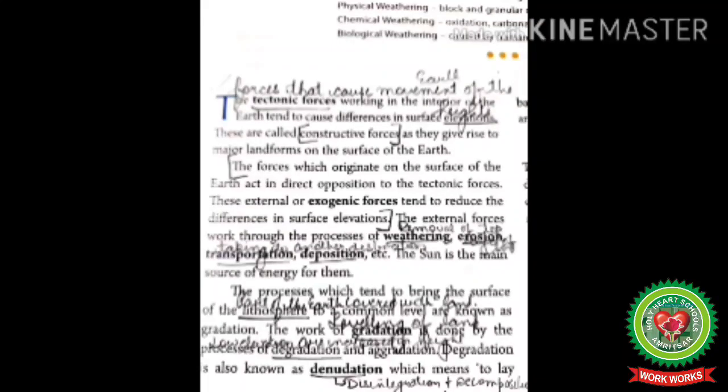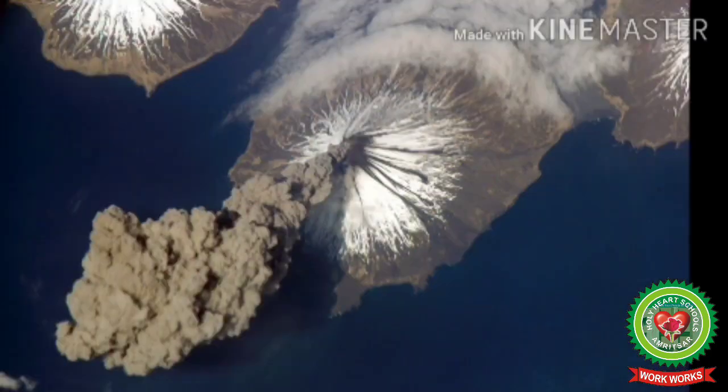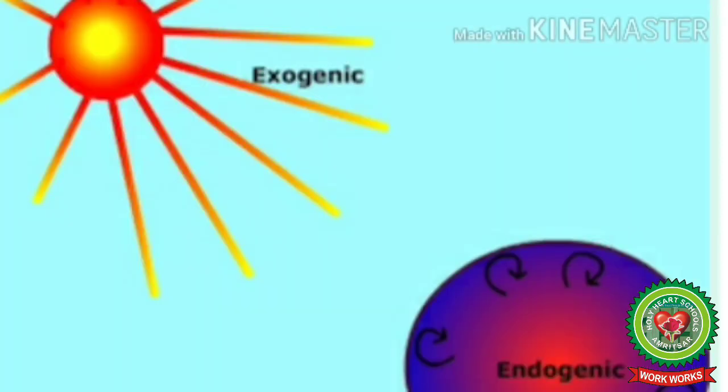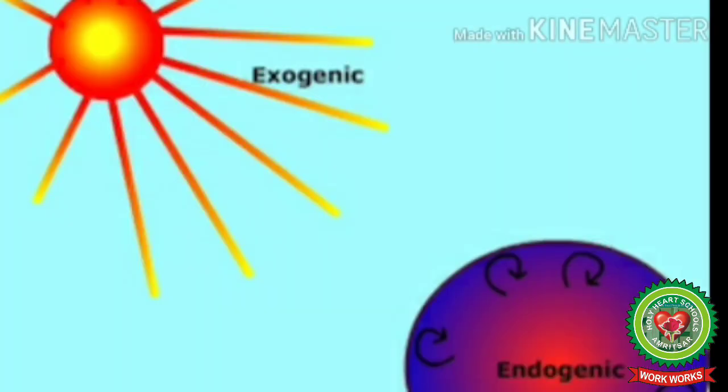But before we start with today's topic, let's have a brief of the topic. Earth's crust is dynamic and ever-changing. All the changes take place under the influence of certain forces working continuously within the earth as well as over the surface of the earth. So basically there are two types of forces that are working on the earth's crust. One is exogenic and the second one is endogenic forces.